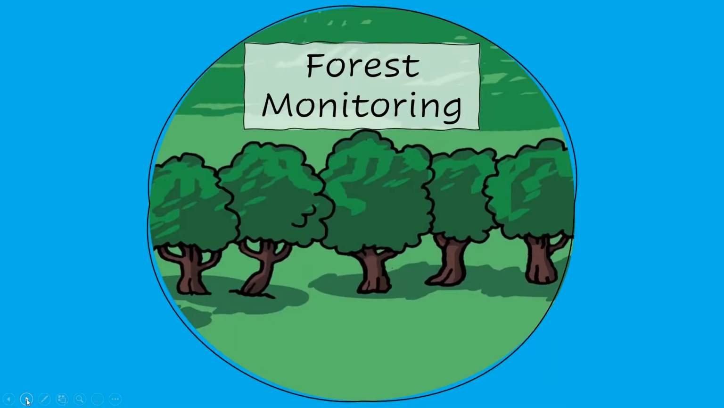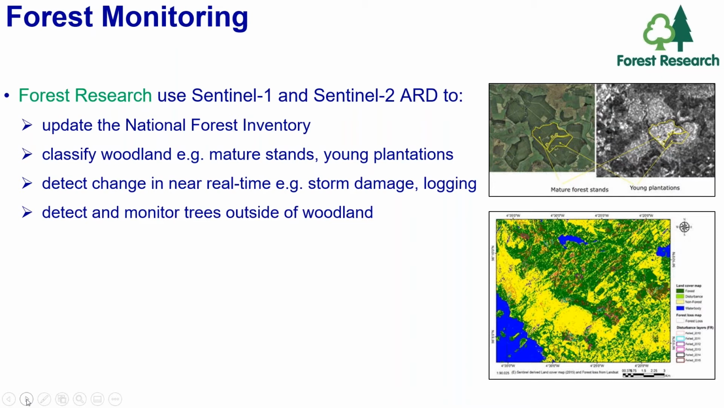So my next example is using EO for forest monitoring. And these examples all come from Forest Research. They use Sentinel-1 and Sentinel-2 analysis-ready data for updating the National Forest Inventory, which at the moment they do on an annual basis, but thanks to the automated production of analysis-ready data that we spoke about earlier, they're now looking at doing more real-time change detection, so using much more frequent data to look at things like loss of trees in response to heavy storms, or there could be illegal logging going on.